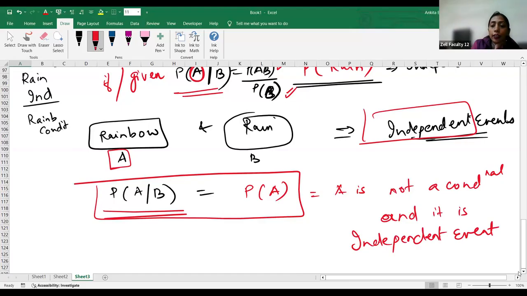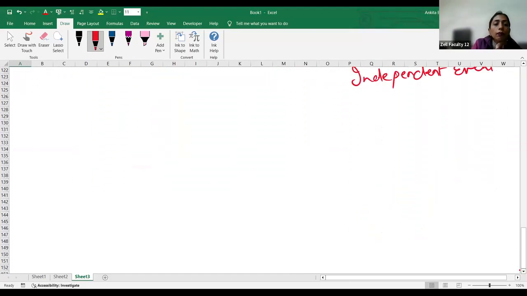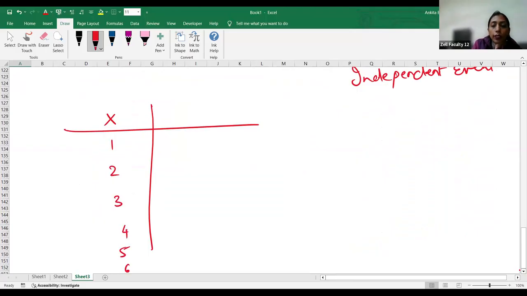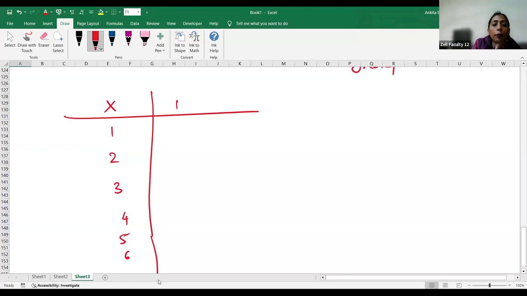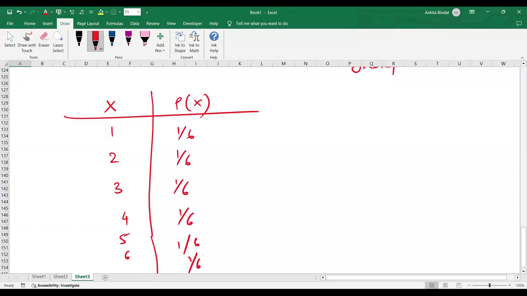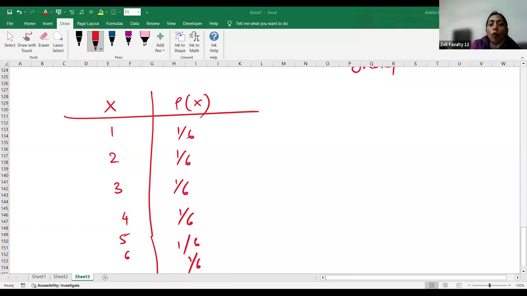Now, if I say that you are throwing a dice. So in a dice, how many outcomes do I have? 6 outcomes: 1, 2, 3, 4, 5, 6. And the probability of each of these outcomes is 1 by 6. Fine. This kind of variable where I can find the probabilities of a particular event is known as discrete probability.